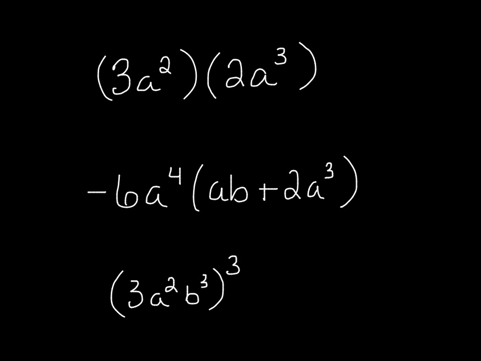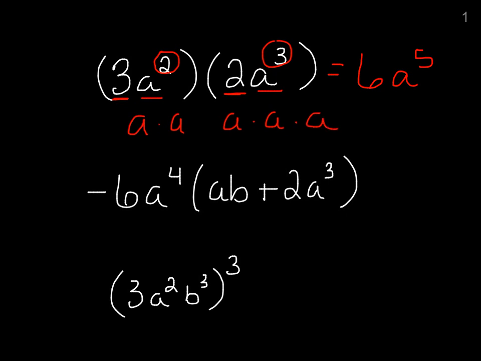You always multiply the coefficients, so we're going to do 3 times 2, that equals 6. And then to multiply the powers, you would add the exponents. So we're going to add 2 plus 3 to get a to the fifth. Because remember, a squared means a times a, and a to the third means a times a times a. So to multiply these two things together, that would just give us 5 a's, a to the fifth. And so this is the answer.